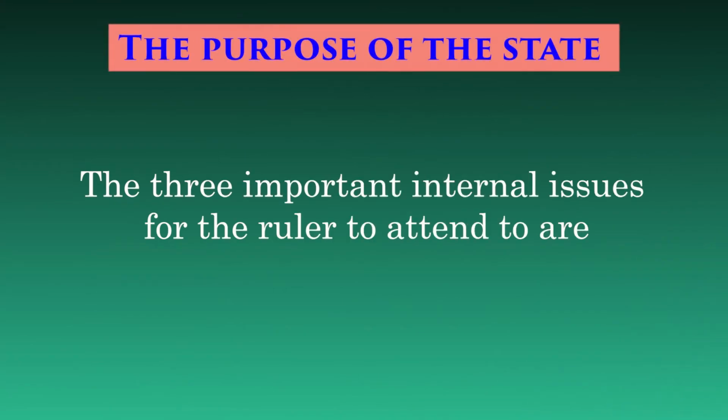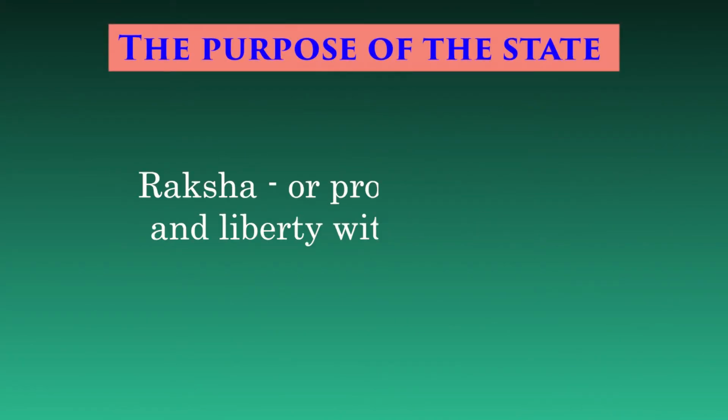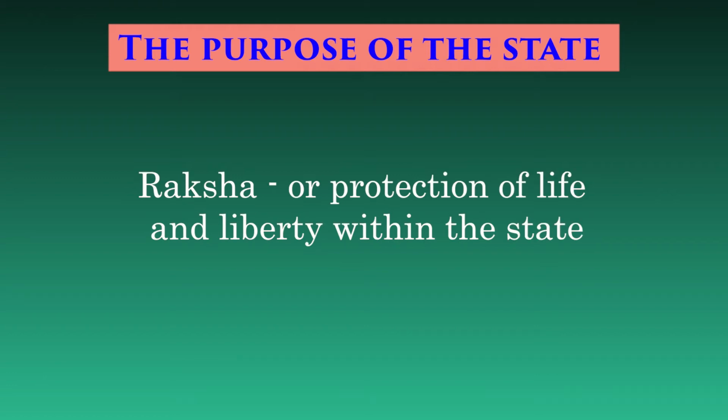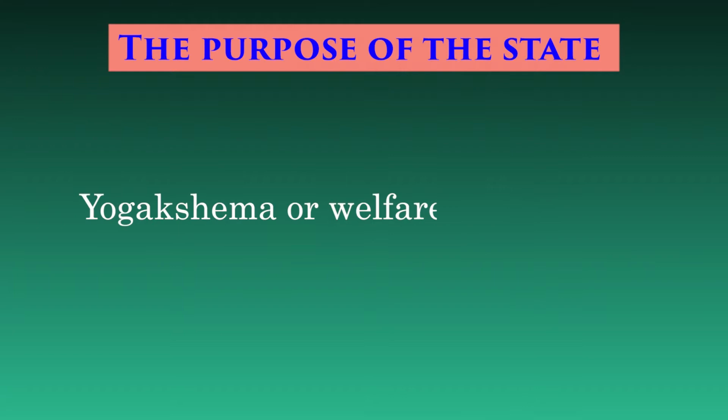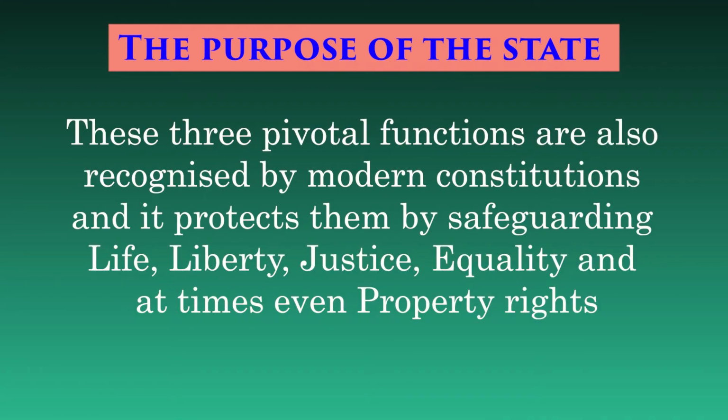There are three important aims which a ruler should address. Raksha. Raksha is protection of life and liberty of the citizens. Palana. Palana is referring to justice, law and order. Yogakshema, which refers to welfare of the people. Now, if you look into the three pivotal functions of the ruler, it is also found in contemporary times, where it is the duty of the state to safeguard the life, liberty and property of the citizens.